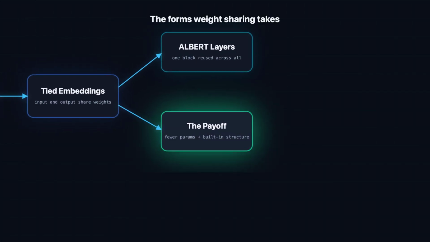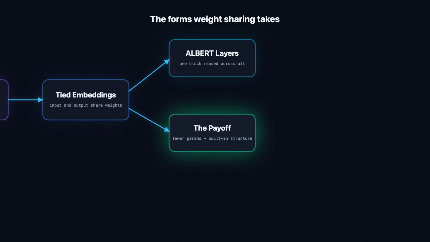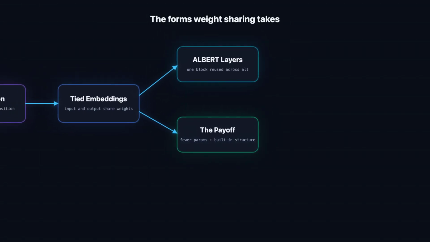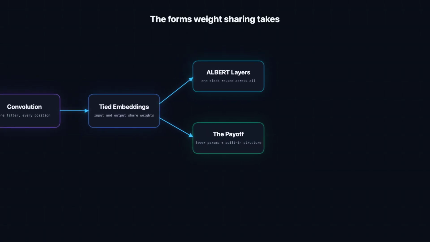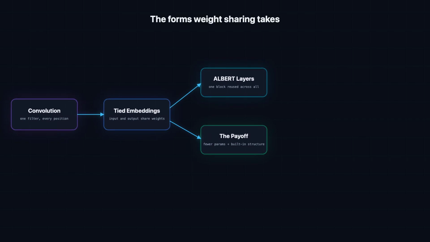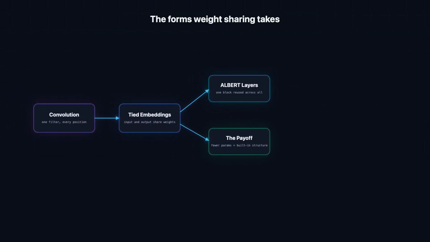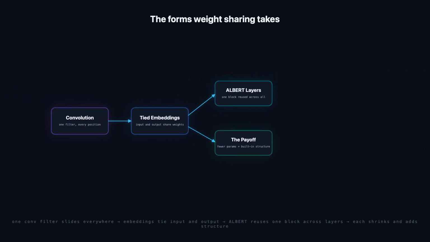Each of these forms does the same two things at once. It cuts the parameter count sharply, and it injects structure, a built-in assumption about the problem, that can act as gentle regularization and help the model generalize better to new data.